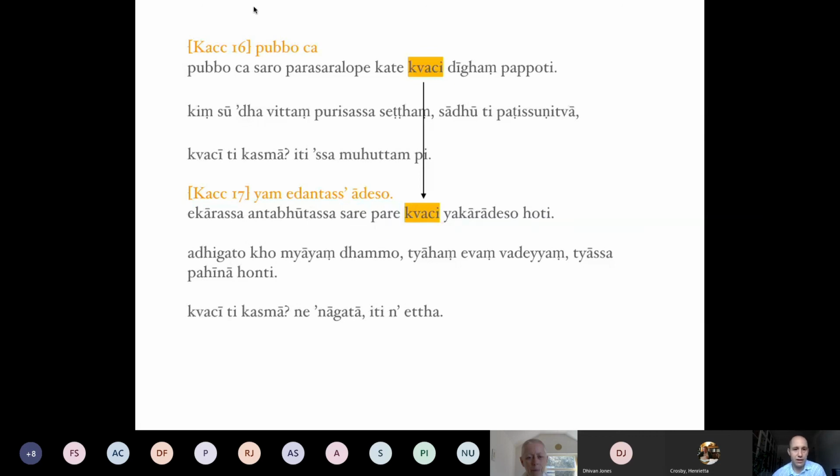Sorry, Edantassa means Ekarassa Antavuttassa. That means the sound E, kara means the form or the sound of the sound E when it is at the end of a word. So it's in the genitive: instead of the sound E at the end of a word, you have the replacement adeso Yam. So Yakara adeso hoti, the replacement Ya is there. You can see in the examples, adhigato ko miyayam. Miyayam actually means me ayam. So the E of me becomes Ya.